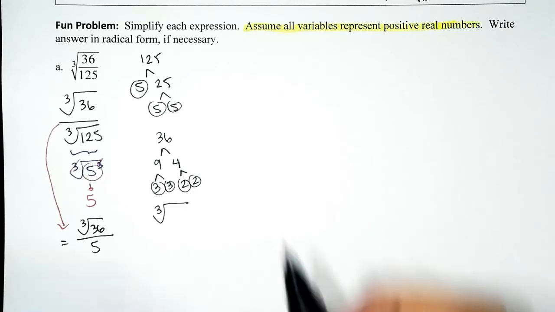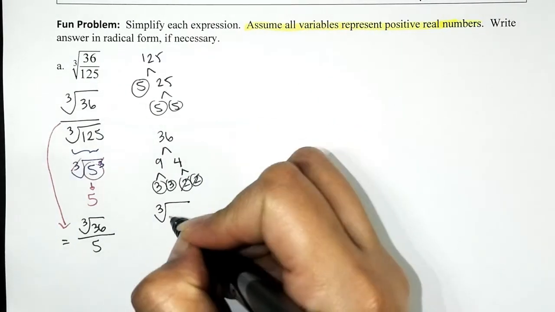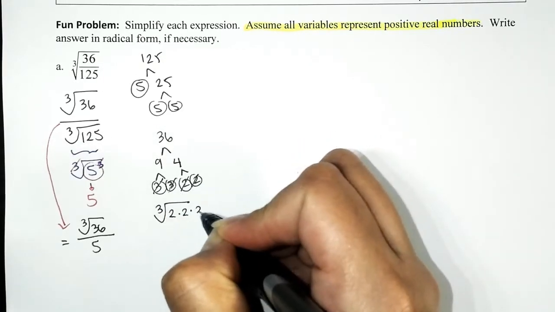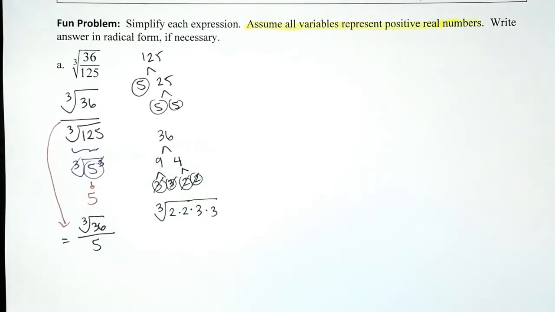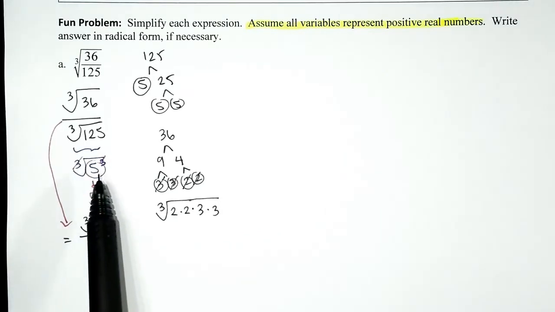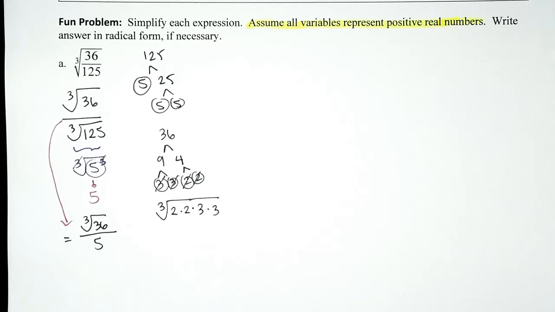So 36 is the same as 2 times 2, and then multiplied by 3 times 3. Okay, the reason why I typically don't use exponents for repeated factors is because when I write it out, it's a little bit easier for me to see if I can simplify this or not.